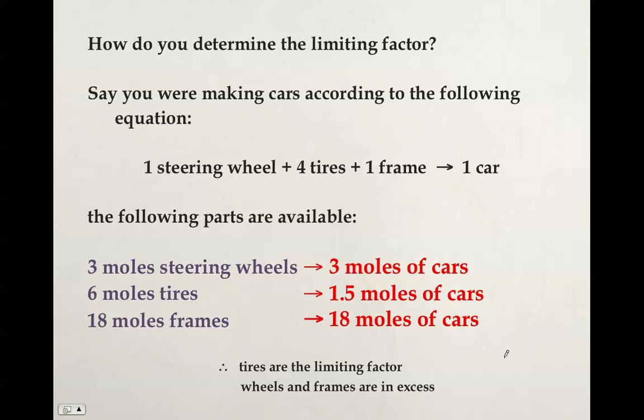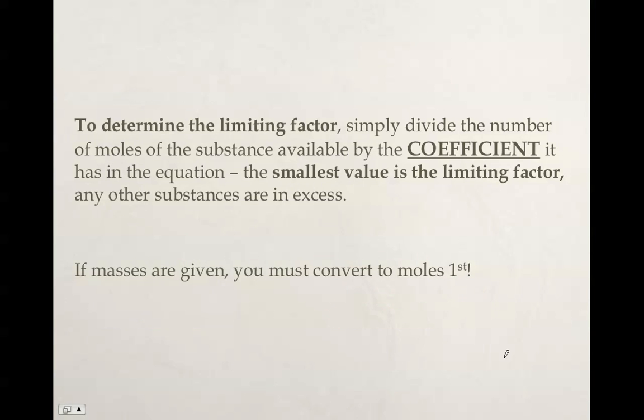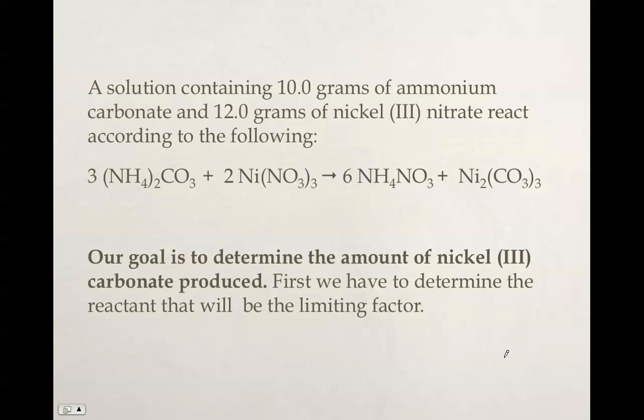We could do this with any type of product that we can make from the different parts, or the reactants, in order to make the final product. And we can always use the idea that whatever's going to run out first is our limiting factor. So to determine the limiting factor, we simply divide the number of moles of a substance available by the coefficient it has in the equation. The smallest value then is our limiting factor, just like what we saw in the factory example. If the masses are given, we have to first convert to moles, which we're going to do in just a second.